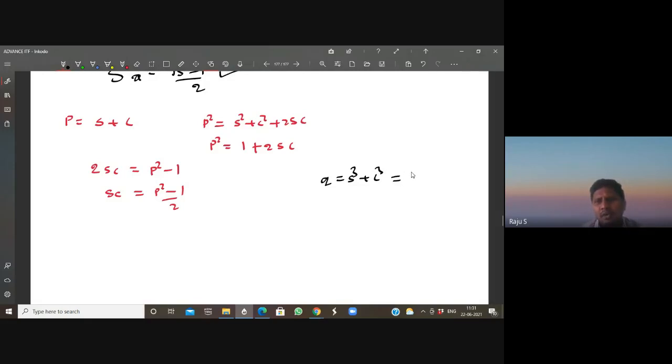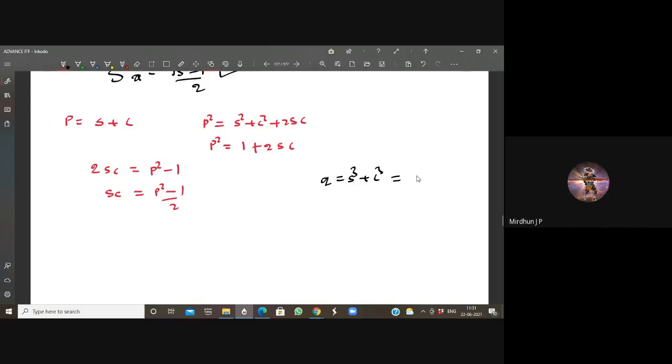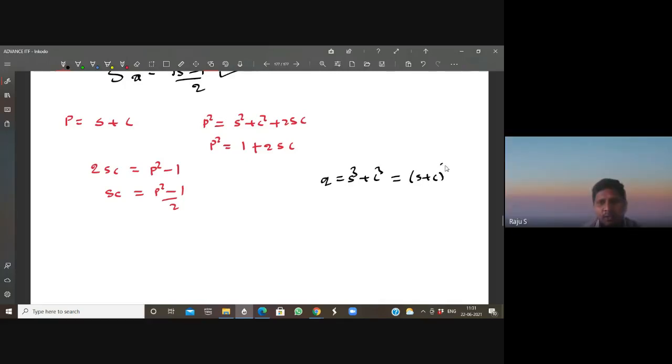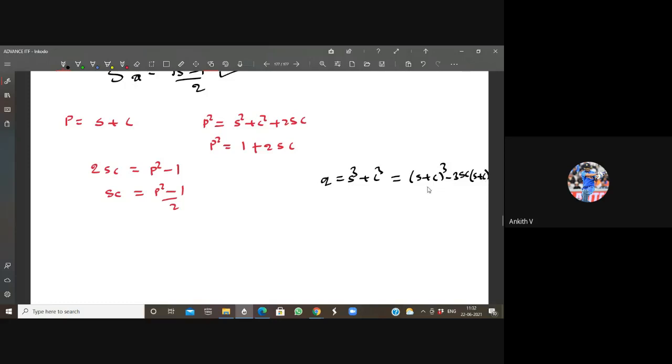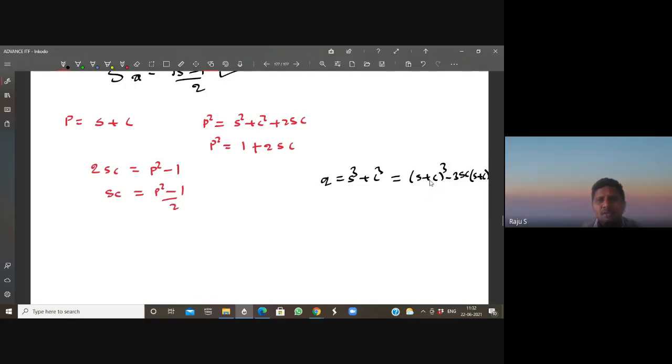Okay, a cube plus b cube formula. Sir, (a plus b) into a square plus ab minus b square, I think, sir. So that is nothing but (s plus c) the whole cube minus 3 s c into (s plus c). Yeah, we can do in this way also.